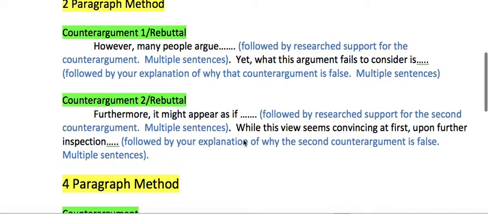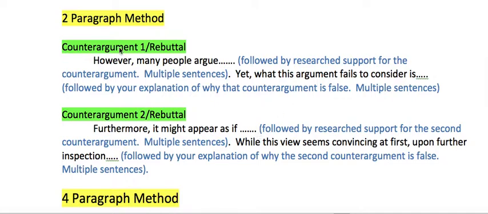Then you just do the same thing with the second counterargument and rebuttal. You signal a little bit differently, right? You've just done a counterargument and then you signal the rebuttal. Now you need to signal another counterargument. Like, "furthermore, it might appear as if," followed by more research support for that second counterargument, and then you signal the rebuttal here. "While this view seems convincing at first, upon further inspection." Now, these aren't the only ways to start counterargument and rebuttal sentences. The presentation in your module will give you some more options there. But I thought this was a good way to work with this.